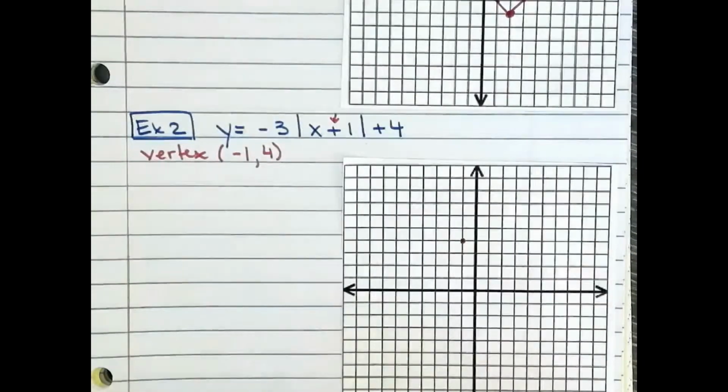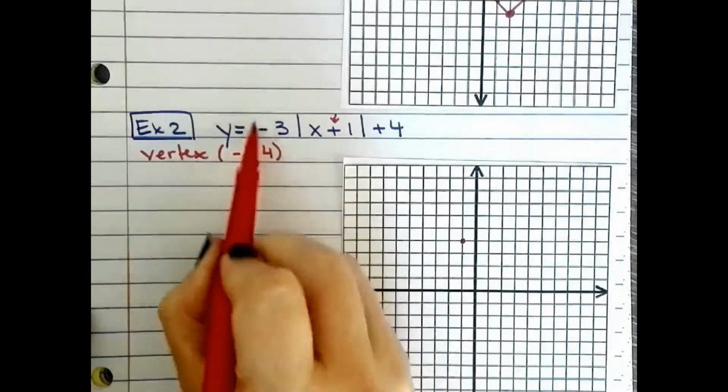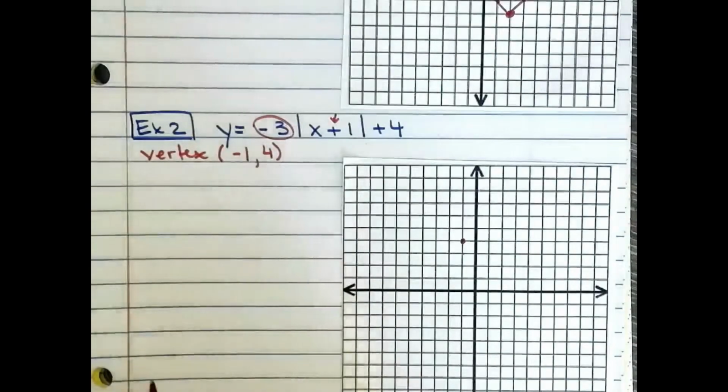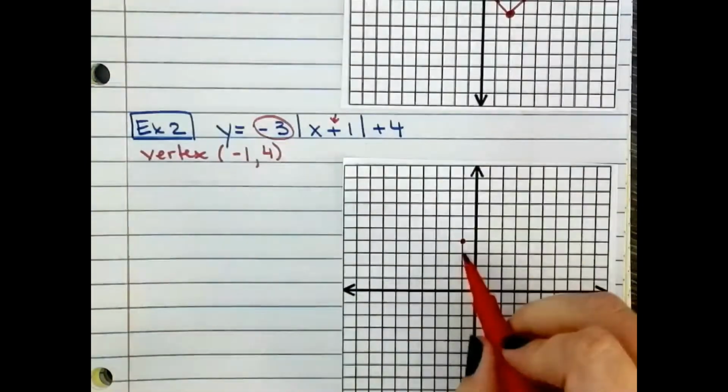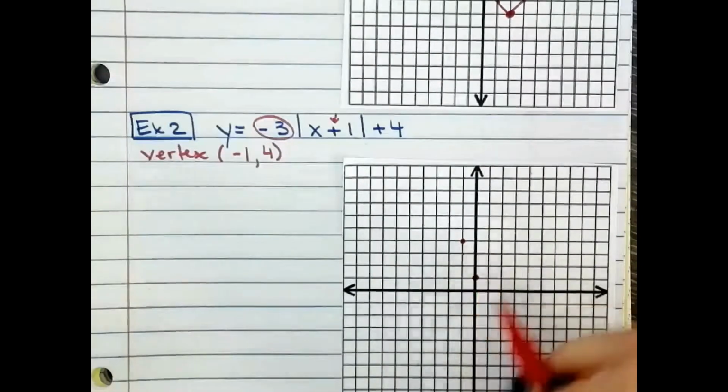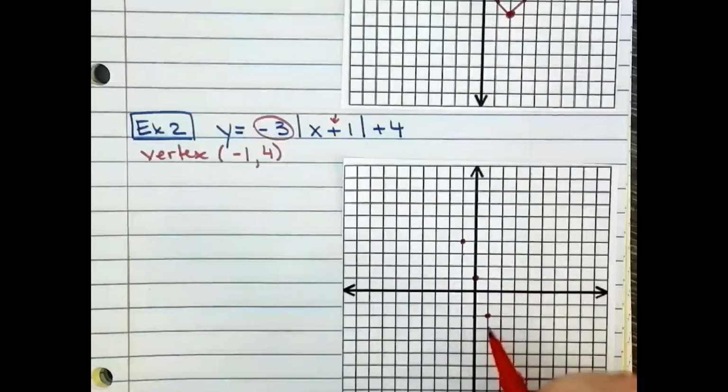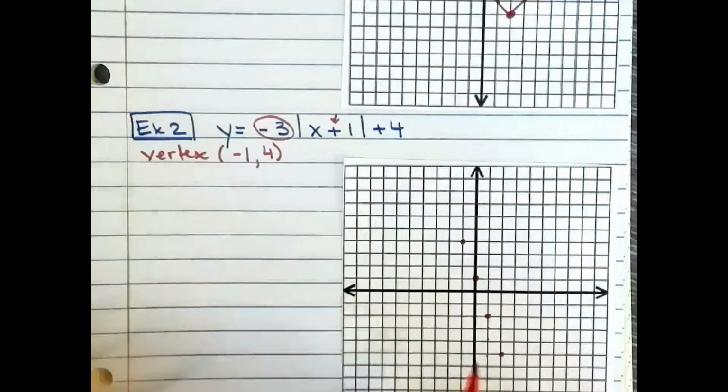Okay, now this, we're going to look at it as the slope. So down 3 over 1. 1, 2, 3 over 1. And the same thing on the other side.